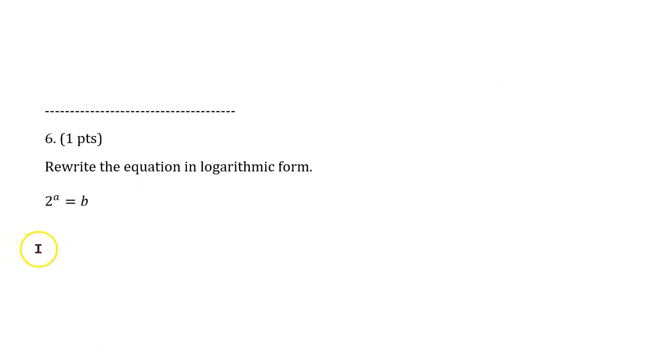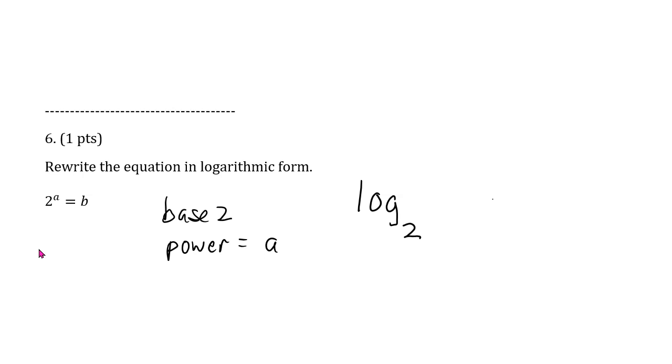In the next problem, we're to write this in logarithmic form. The base is not e, so I do not use ln. The base here is 2. Since the base is 2, I'm going to use log and write the 2 next to it and to the right. The power is a. That means that the log is equal to the power, so on the other side of the equation I put equals a. The answer part in exponential form was b, and that goes next to the log in logarithmic form.